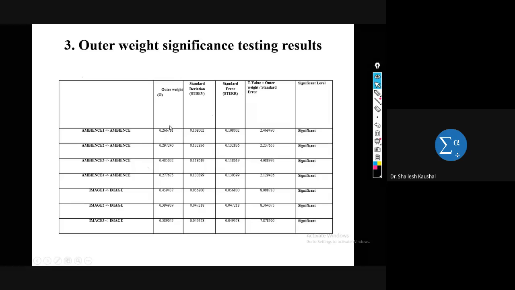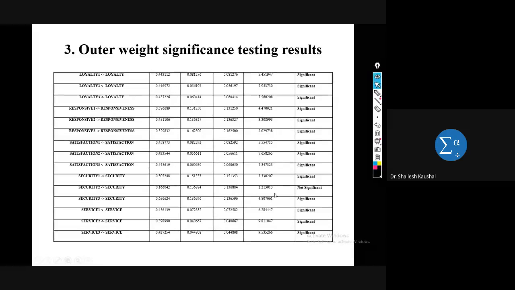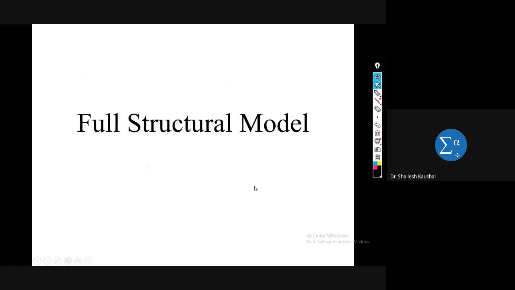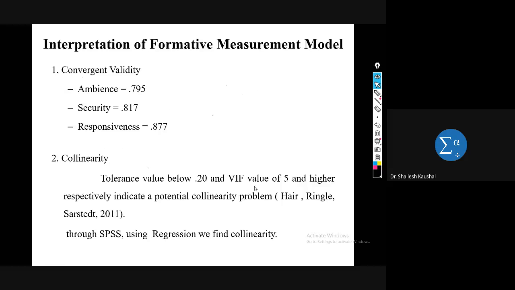So these are the outer weight values, and we will check whether the outer weight value is significant or not. If the t value is greater than plus or minus 1.96, then there is no problem. Here all the values are fine, but you can see this 1.213, it is not significant because the t value is less than plus 1.96; its value is 1.21.